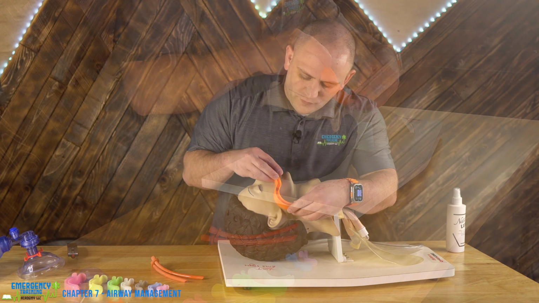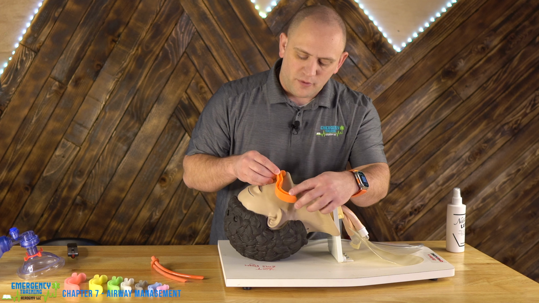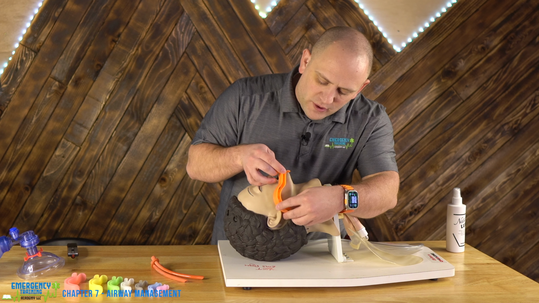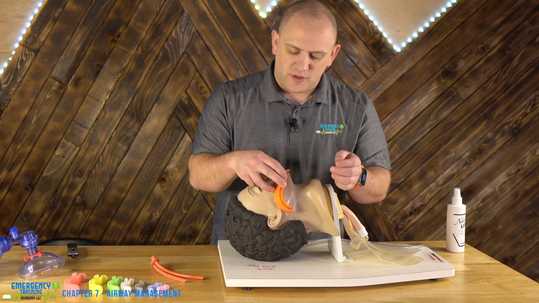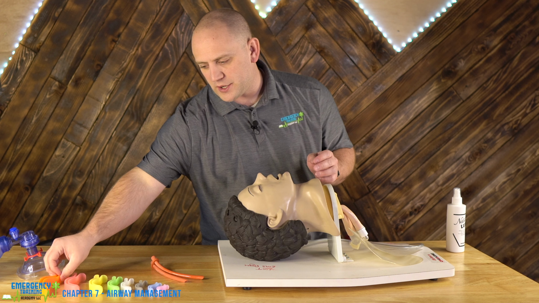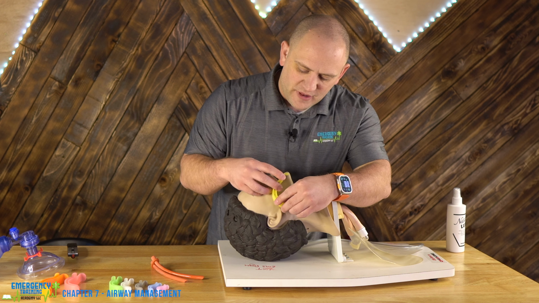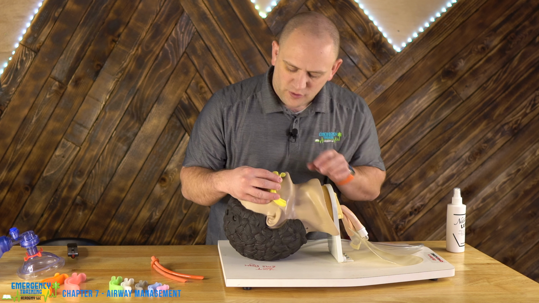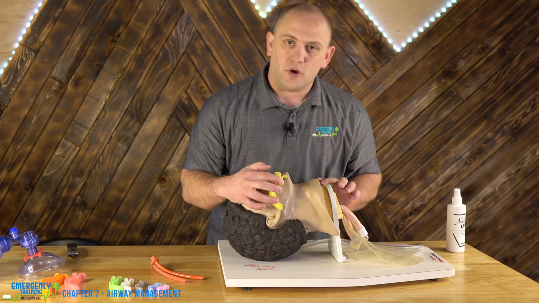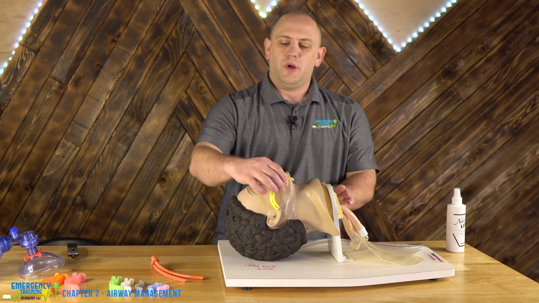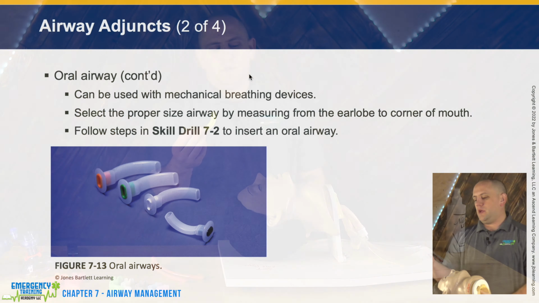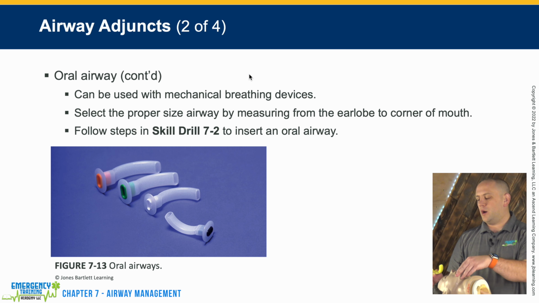So if we take this orange one here and we stick it at the corner of the mouth and we go down, we can see that it's way past the earlobe. So that one's going to be too big for our patient. We can move down a couple of sizes and look. And so that one at the corner of the mouth goes right to the earlobe. So we know that this is going to be the right size for our patient.